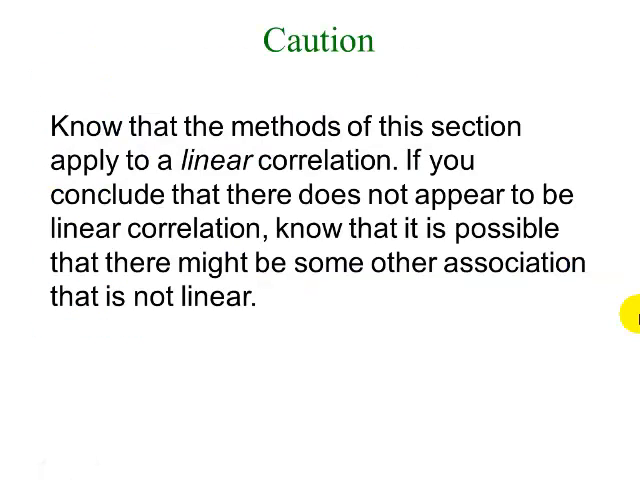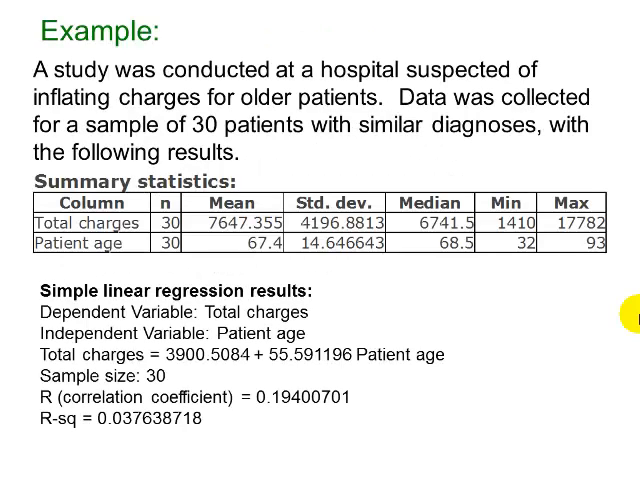Now remember with all this that the methods we're learning in this section apply to a linear correlation. Even if we conclude that there doesn't seem to be a linear correlation, remember that it's possible there might be some other association that's not linear. Let's look at another example.